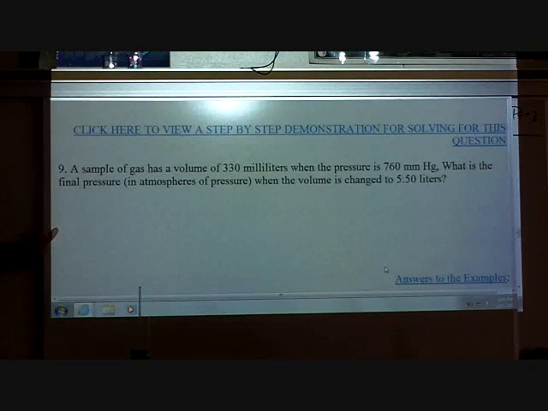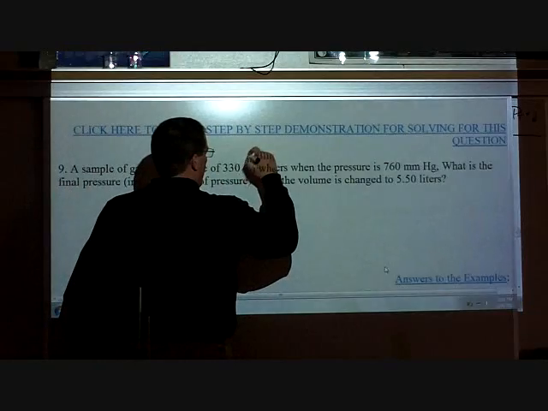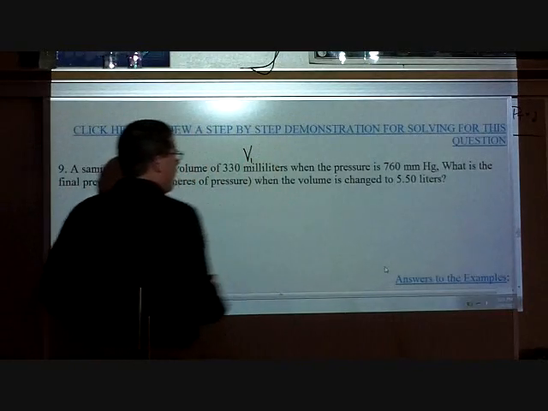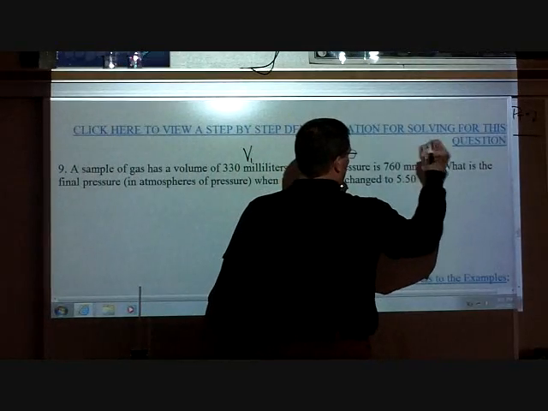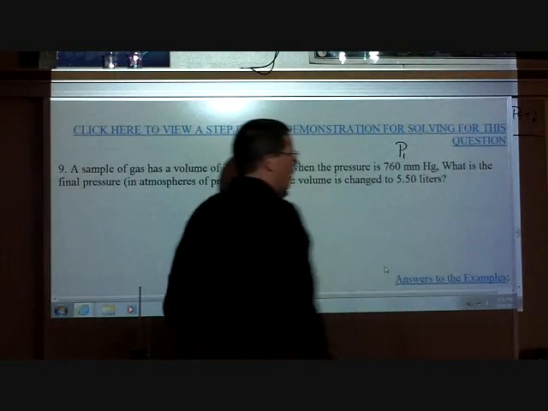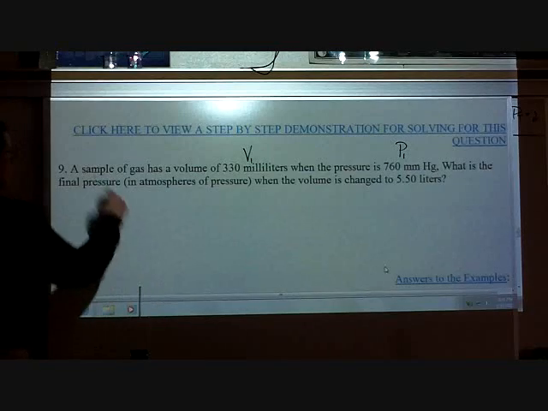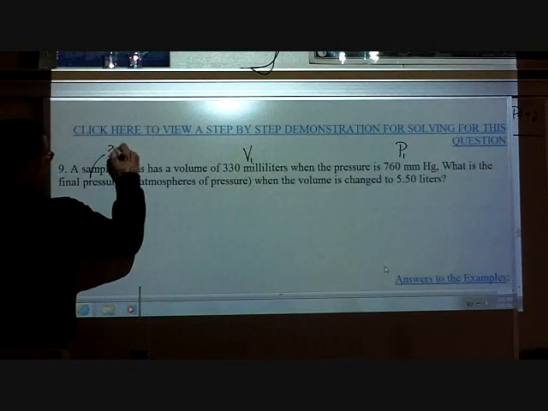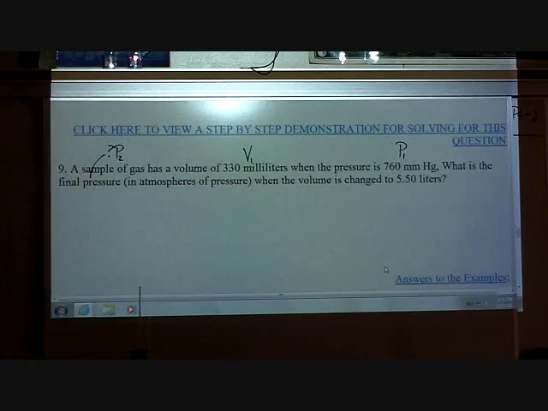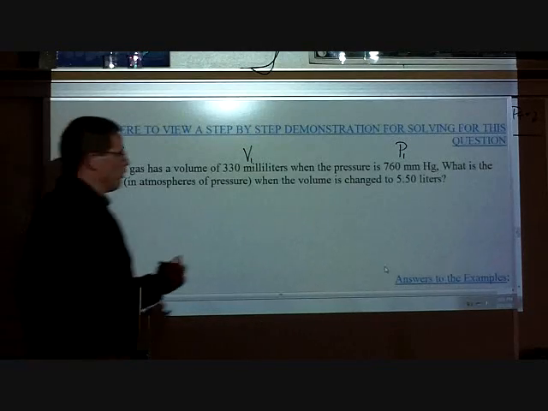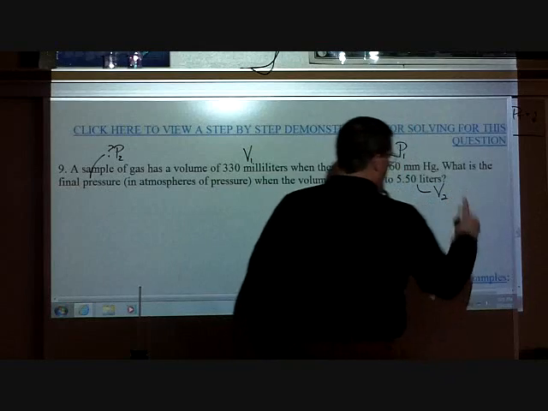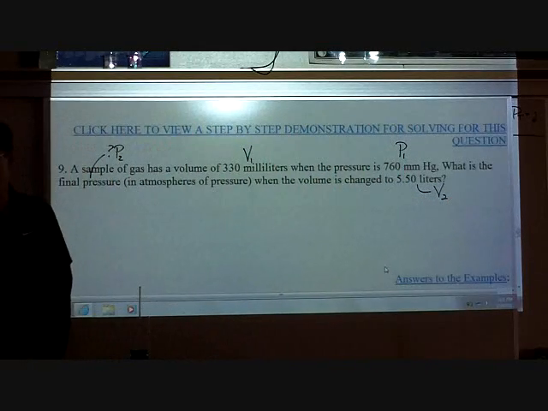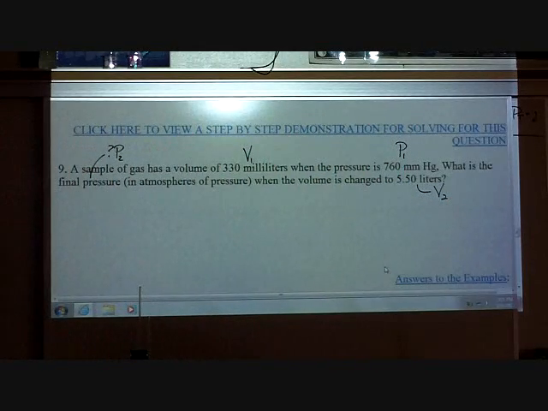Number 9 says a sample of gas has a volume of 330 milliliters. So that's our V1. When the pressure is at 760 millimeters of mercury, that's P1. What is the final pressure? So question mark P2, and it wants it in atmospheres when the volume is changed to 5.5 liters. So V2. Okay. Now before we begin, we have units all over the place here.